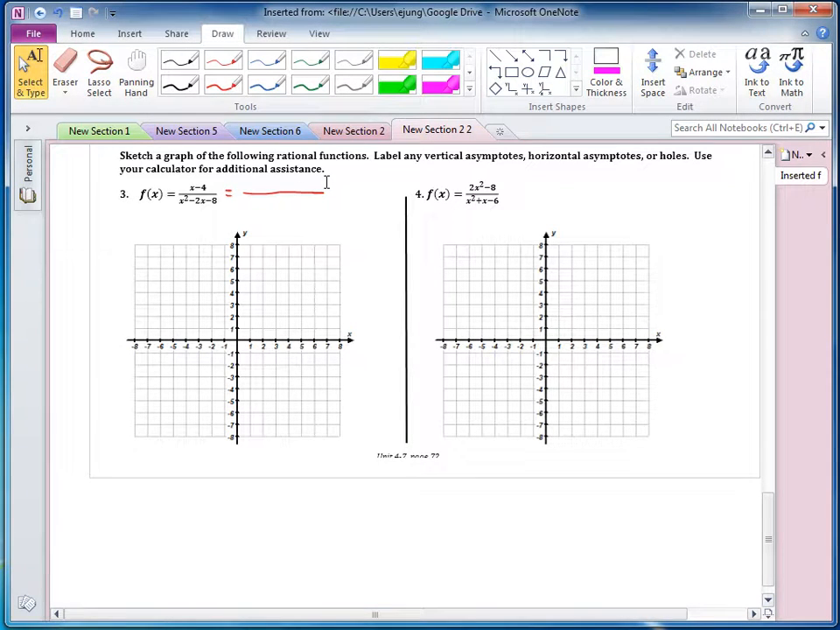Question number 3. Let's factor x minus 4. In the denominator, let's factor. What are the factors of 8? Negative 8, yeah. What are the factors of 8? 4, 2. Okay, so let's do 4 and 2. So I have x, 4 and 2.